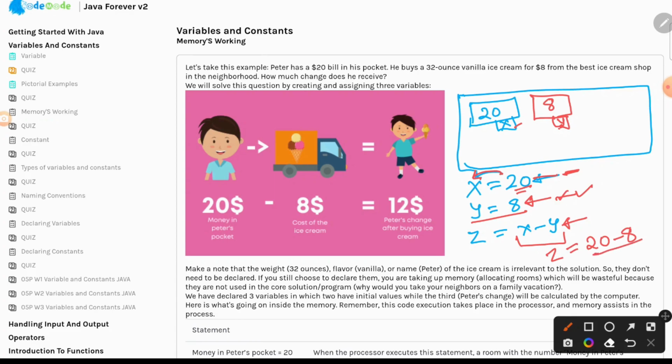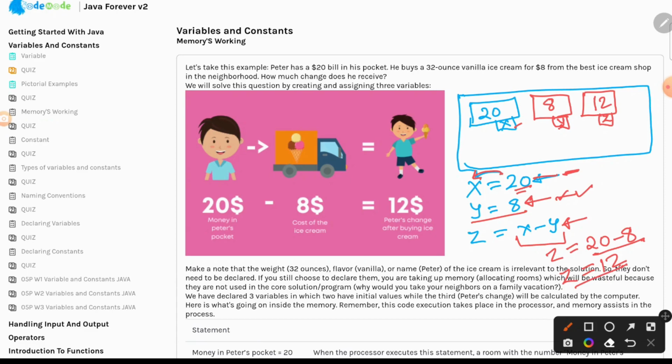And now the processor can compute this arithmetic operation. 20 minus 8 becomes 12. So ultimately Z equal to 12, which again becomes an assignment. The processor asks memory if there is a room called Z, and if yes, then overwrite. If no, then create. Since there is no room called Z, the processor is going to create a room and move 12 inside. And that is how Z equal to X minus Y is computed.